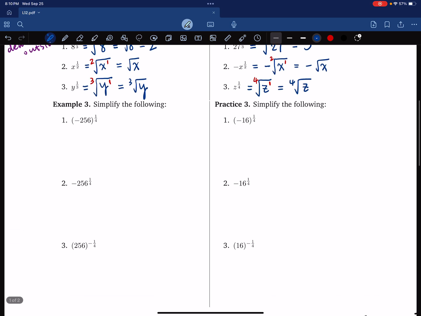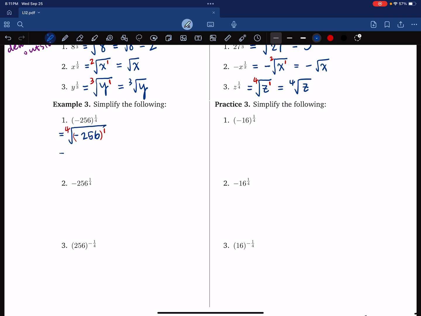Okay, example 3, simplify the following. So it's the same procedure. I'm going to start with the base. This time we do have parentheses. That means negative 256 is the radicand. And then you put the radical sign. And then the numerator is 1. So this whole thing is raised to the first power. I'm just going to keep it like this, right? Or actually, let's put it there. So exponent, numerator goes inside. And the denominator is 4, it goes outside.